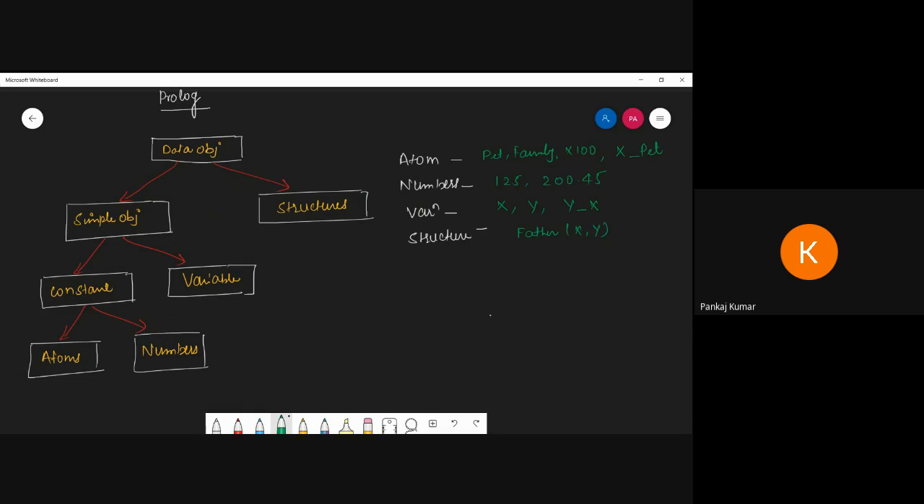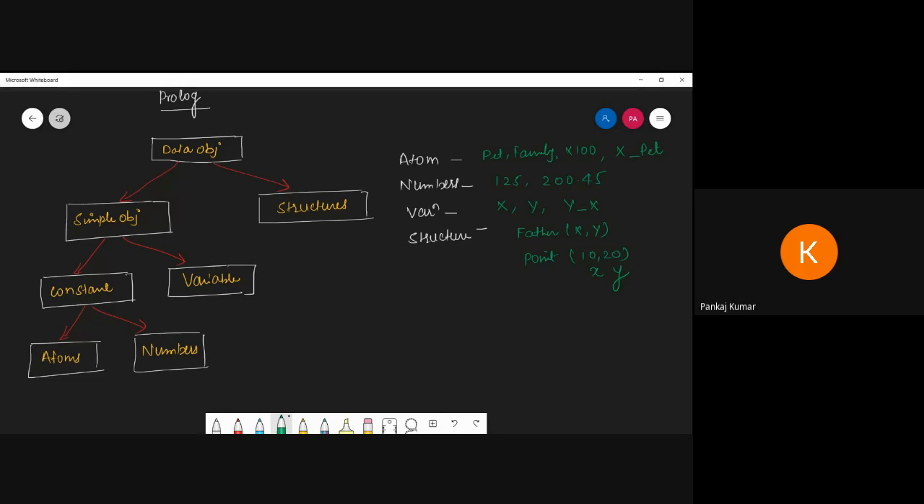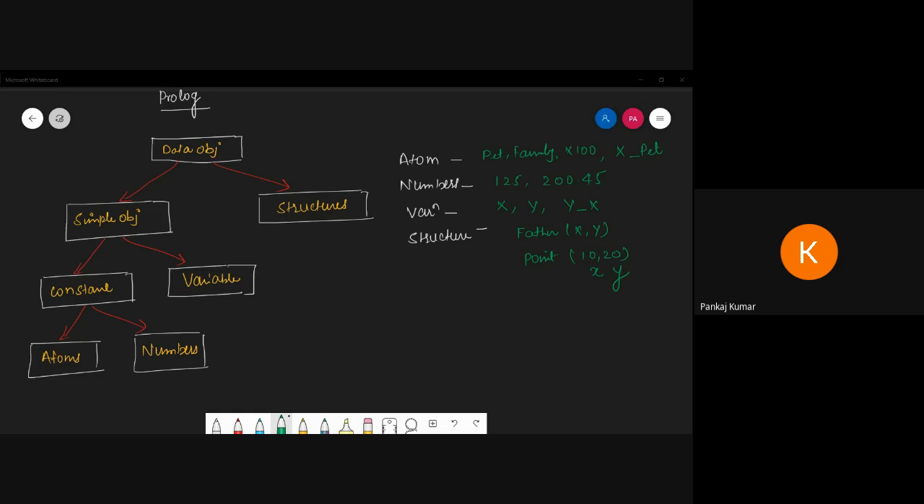We can also write a point, that means we have to write a coordinate. That means (10, 20). So it will be the coordinate. So this is the x coordinate and this is the y coordinate of the x axis. So these things we can use in Prolog programming. Is it okay? I think whatever I'm writing is visible to you, na? Can you reply? That is visible, na? Okay. Yeah. Thank you, Yash.